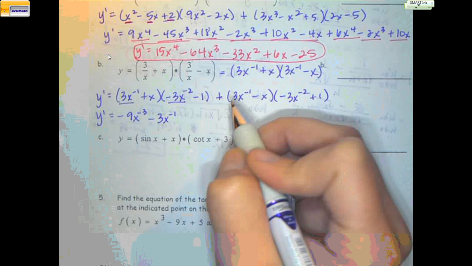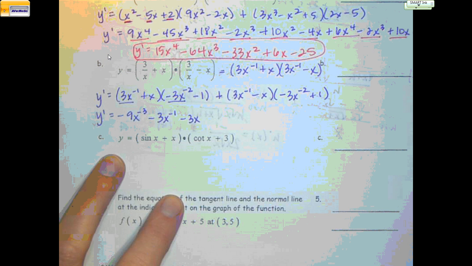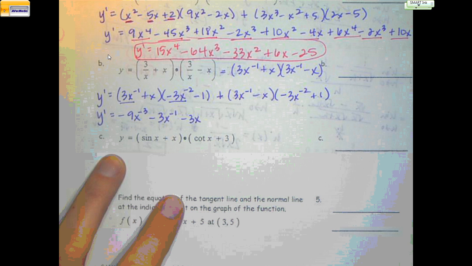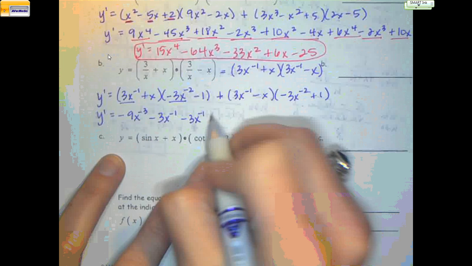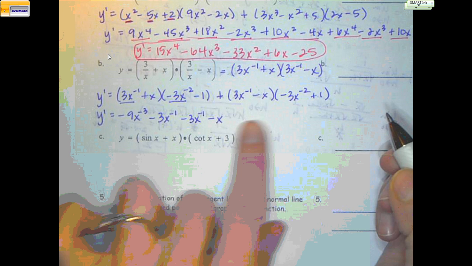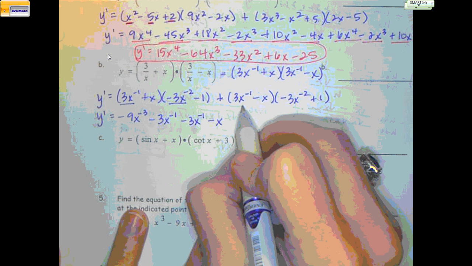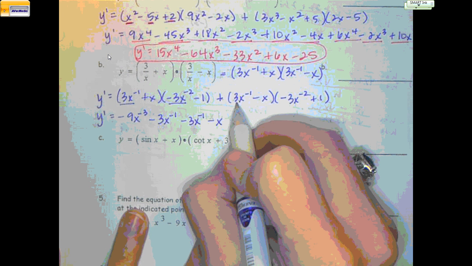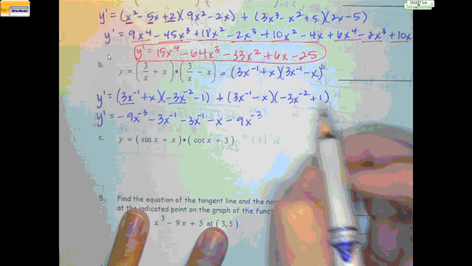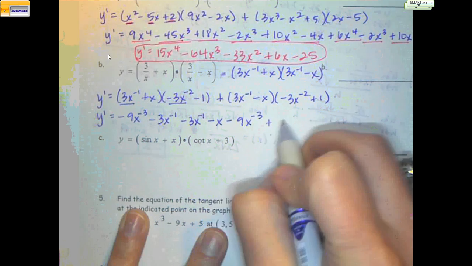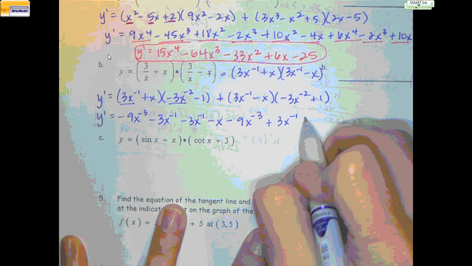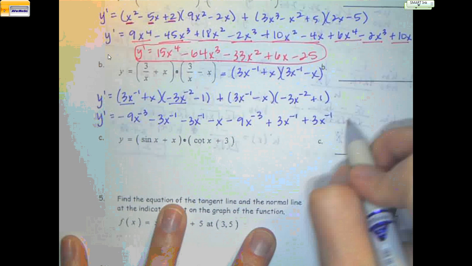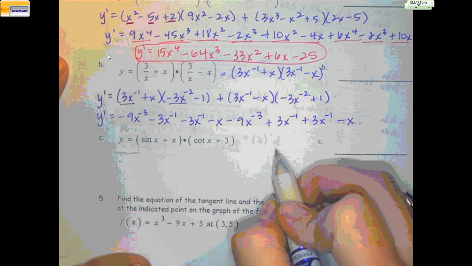The inner terms get us negative 3 times x to the what? Negative 1, I heard it. And then the last terms get us minus x. Now let's FOIL the second part. The first terms get us negative 9x to the negative 3. Outer terms get us positive 3x to the negative 1. The inner terms get us positive 3x to the negative 1. Last terms get us minus x. Let's put together what we can so we can be done with this thing.